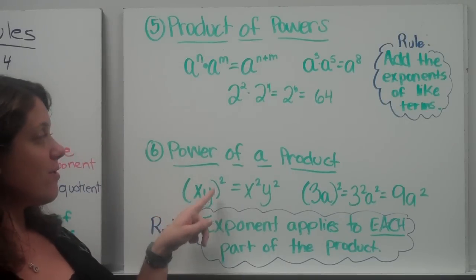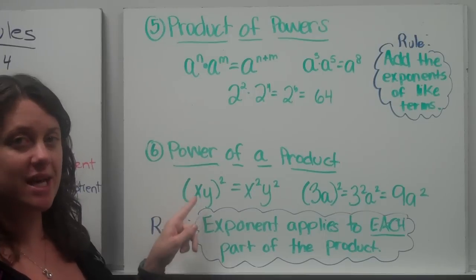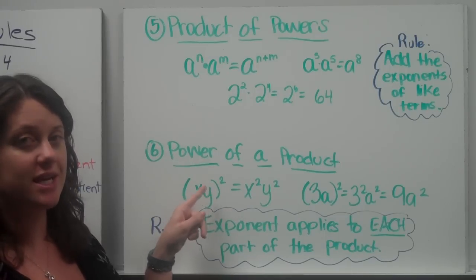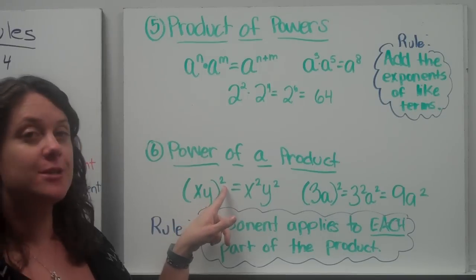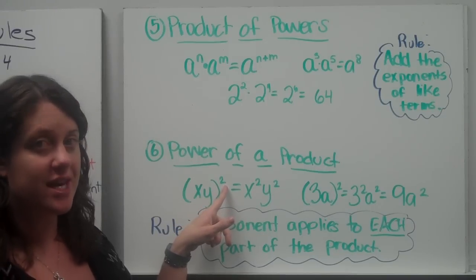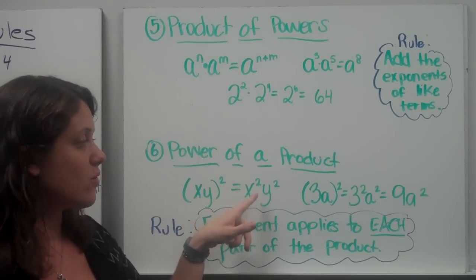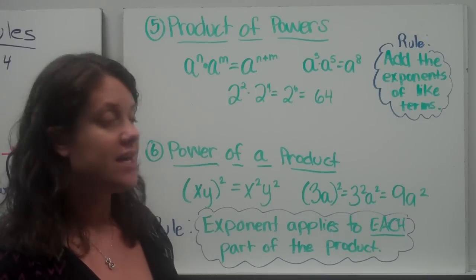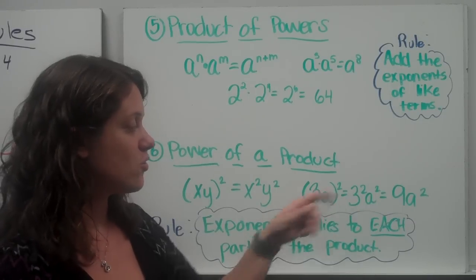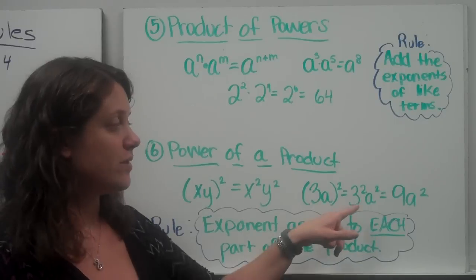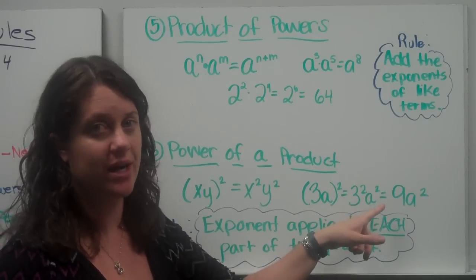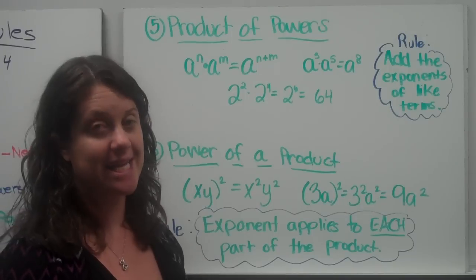So I have a product inside of here, and I'm raising that product to a power, in this case 2. So therefore, the number outside, the exponent, needs to apply to everything inside. So it becomes x squared y squared. If I had 3a squared, that squared needs to apply to everything inside. So it becomes 3 squared a squared, and therefore 9a squared.